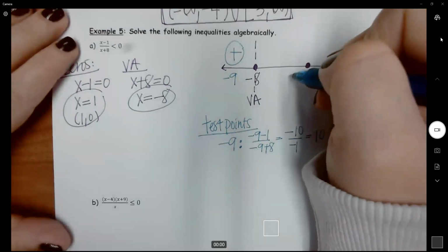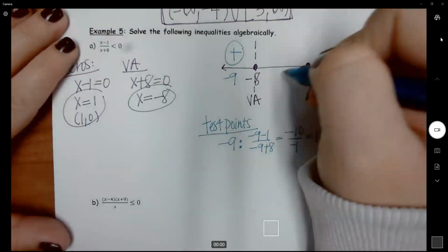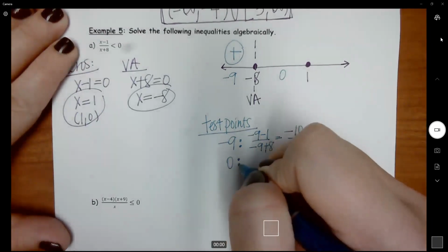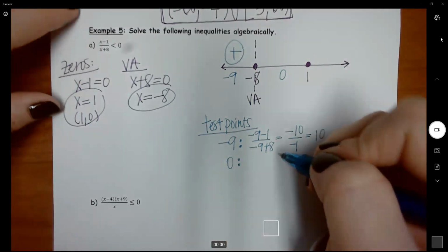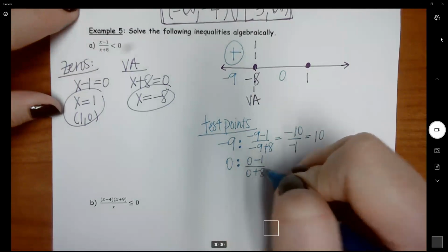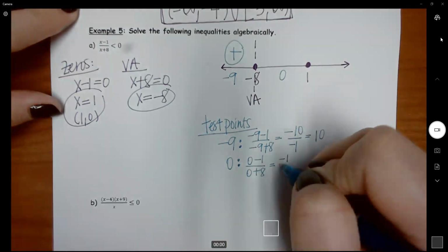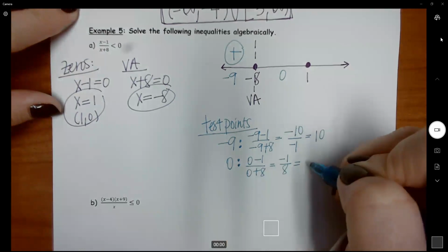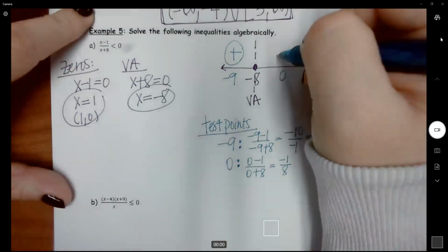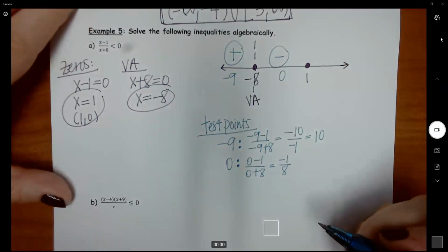We need another test point. If I pick a test point somewhere in the middle here, 0 is always kind. We'll go with 0, so I'm going to plug in a 0 in both of these. So we have 0 minus 1 over 0 plus 8. That's -1 over 8, which is -1/8. So negative there.